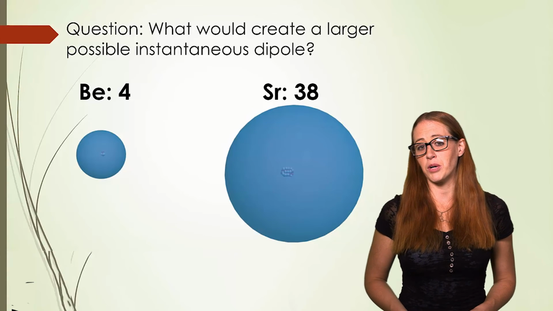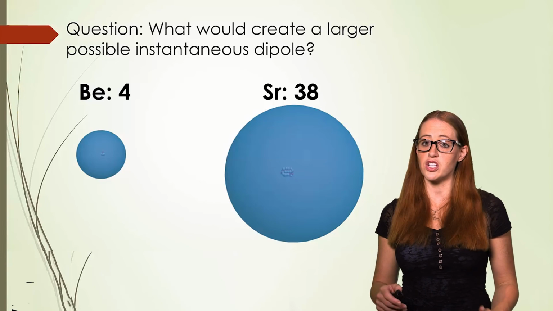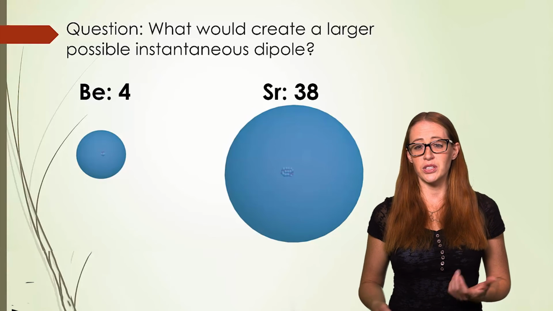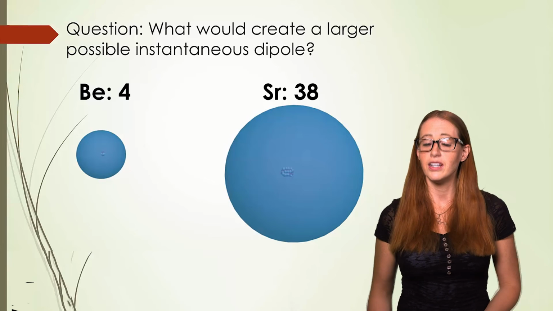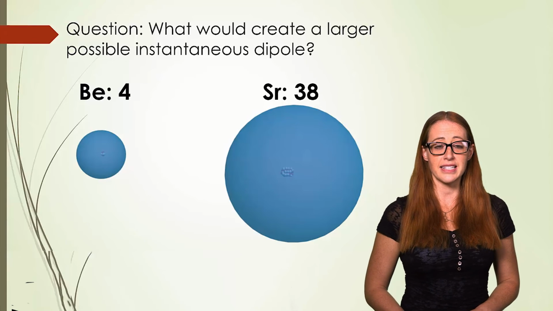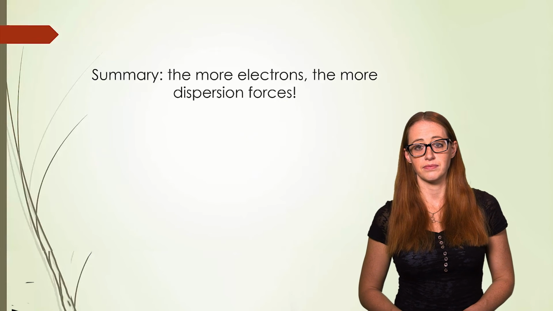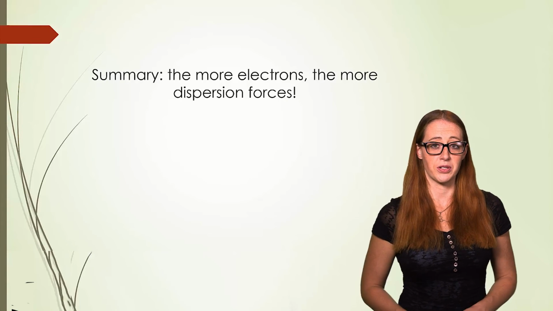It's a tiny bit more complicated than this, given that if you're talking about larger molecules, the shape of the molecule will make a difference as well. However, we're not going to go that far into it. For us, the more electrons you have, the greater the instantaneous dipole possible, and the greater the LDFs. So in summary, the more electrons, the more dispersion forces.